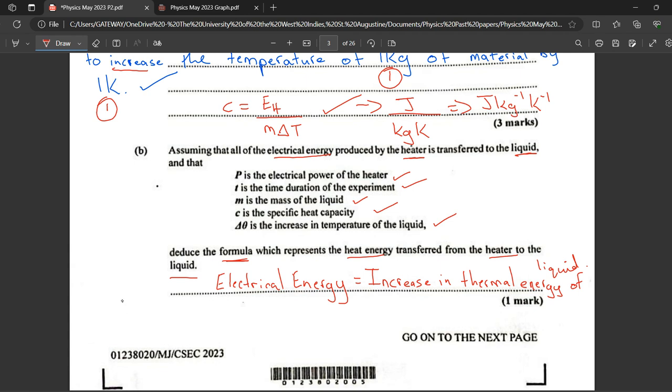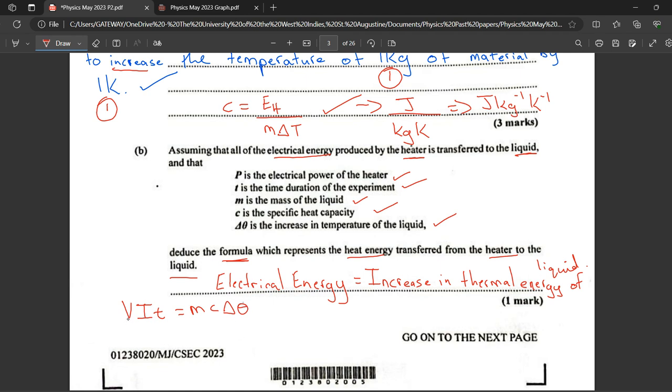So the electrical energy is simply given by the voltage multiplied by the current of the heater multiplied by the time it has been on. That is equal to the increase in thermal energy of the liquid. That is basically the mass of the liquid multiplied by the specific heat capacity of the liquid multiplied by the change in temperature of the liquid. I put delta theta.